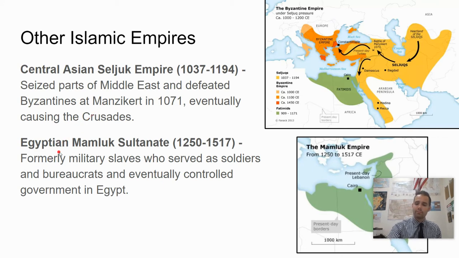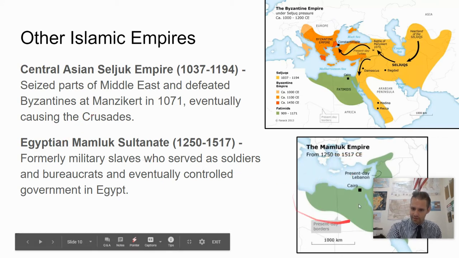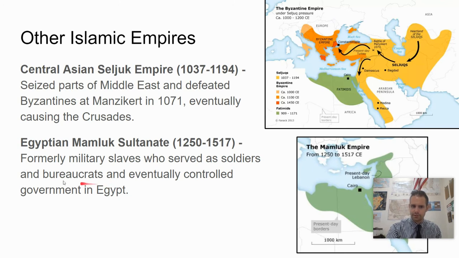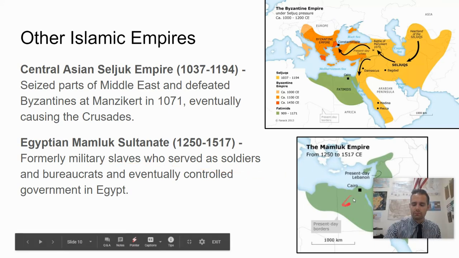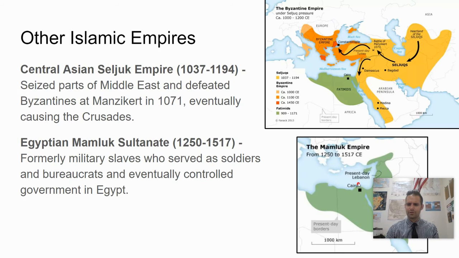The Egyptian Mamluk Sultanate. So they exist right here in Egypt. That's why they're called the Egyptian Sultanate there. They are former military slaves who served as soldiers and bureaucrats and eventually controlled this government. So you might say, well, wait a second. The Abbasid Caliphate controlled this area right here. How did the Mamluk Empire end up controlling that area? One, the Abbasid Caliphate is very close to its deathbed at this point. I mean, 1250.